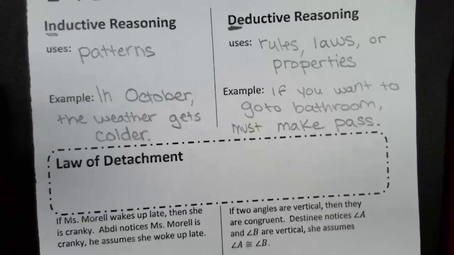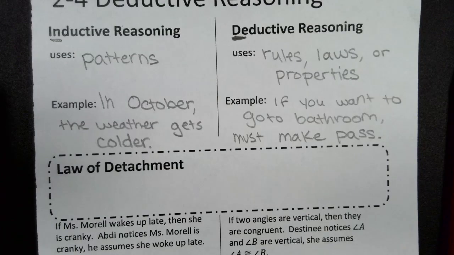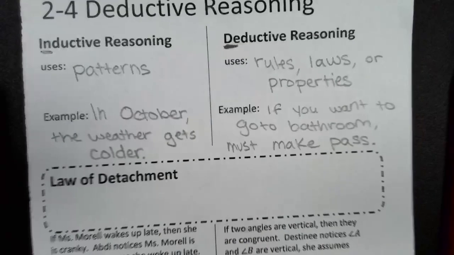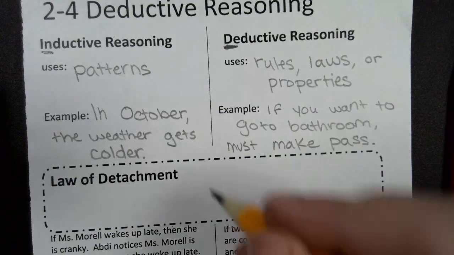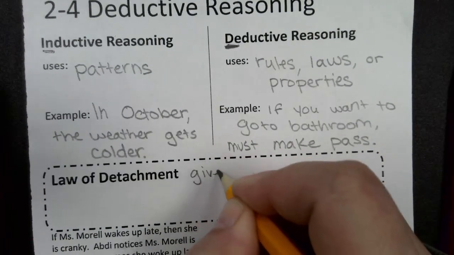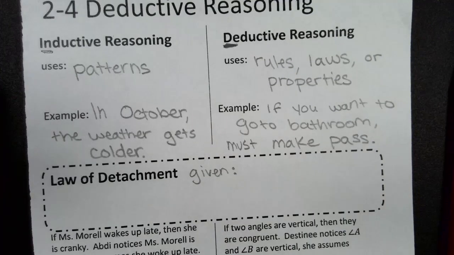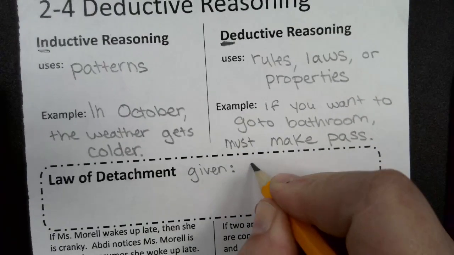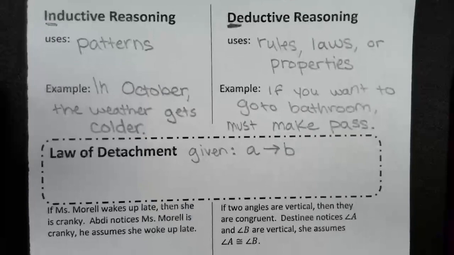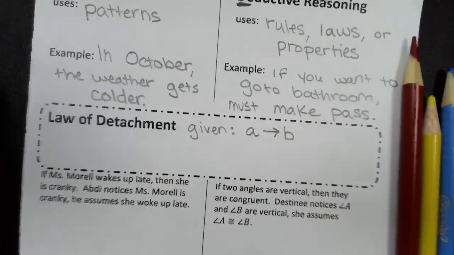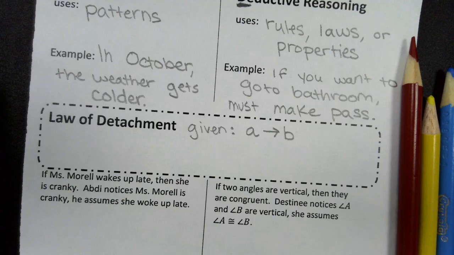Next up we have a law. We're going to do 2 laws today. We have our law of detachment and a law of syllogism. And these are going to go with our if-then statements today. Okay? Or in this chapter. So our law of detachment, we're going to be given an if-then statement. If A happens, then B happens. Okay, and we know for a fact that A happened. It already happened.